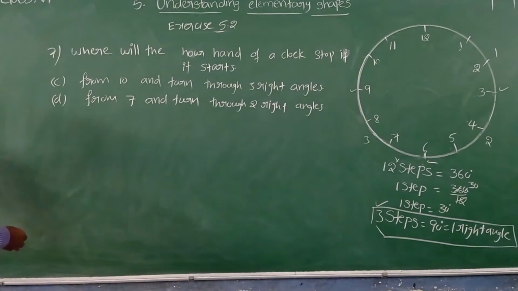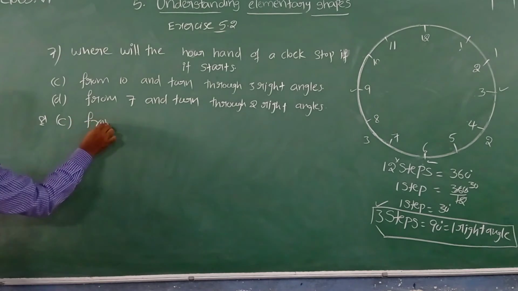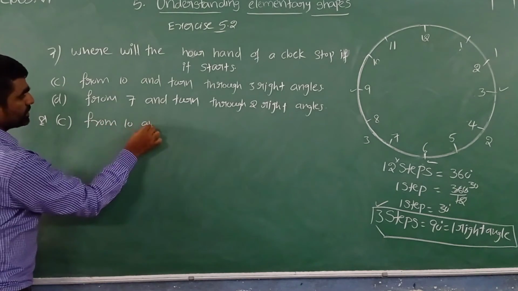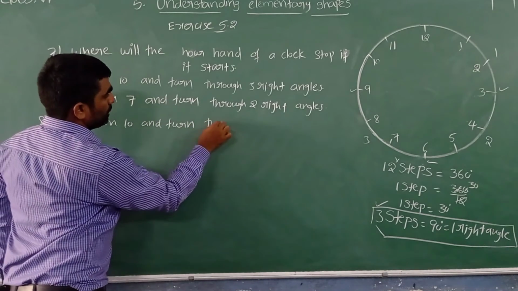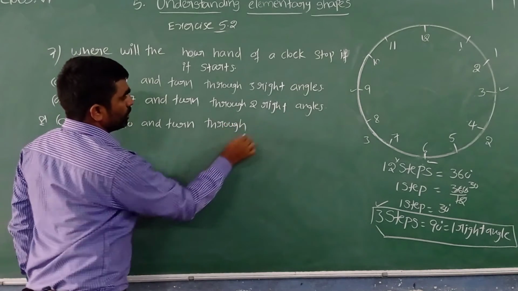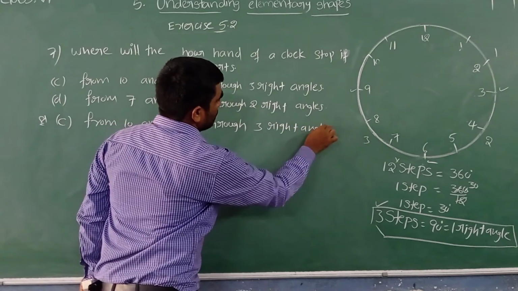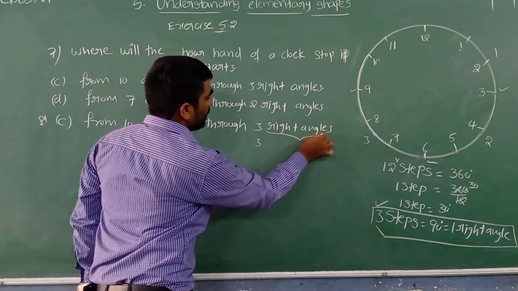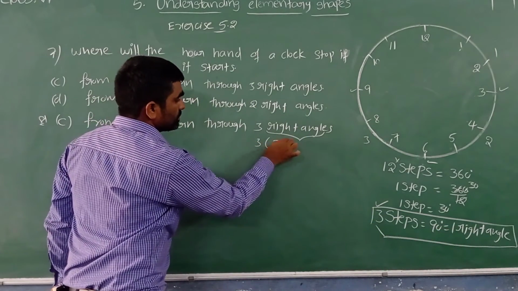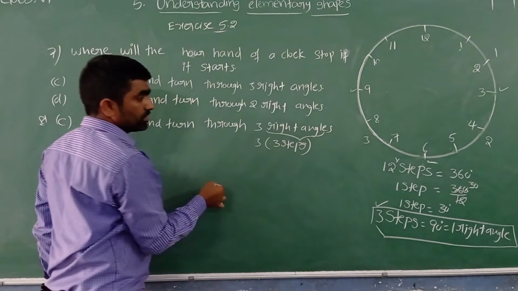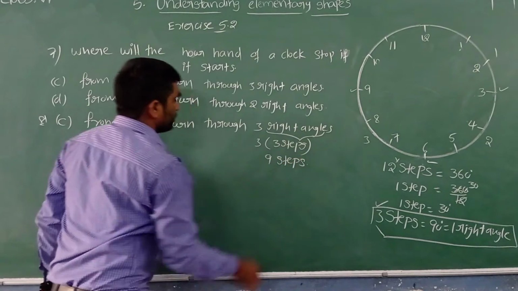Yes. Now let's see the C bit here. Solution. They are asking, start from 10 and turn through 3 right angles. Now let's see here, 3 right angles. In the place of 1 right angle, I can write 3 steps. 1 right angle is nothing but 3 steps. Let's simplify this. 3 3s are 9. Yes, 9 steps.